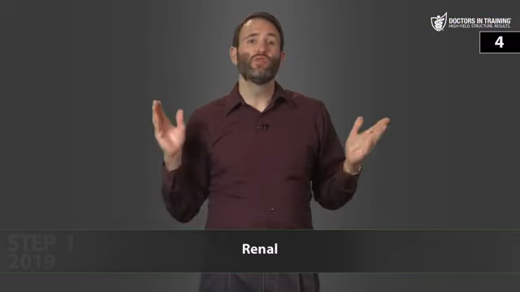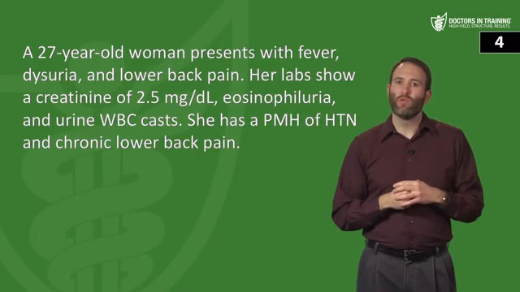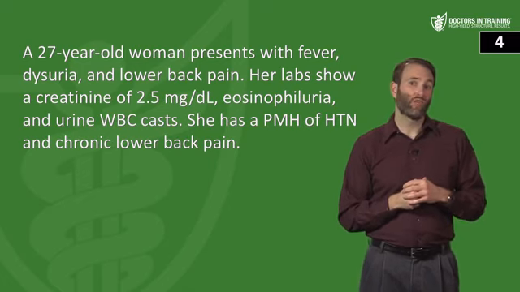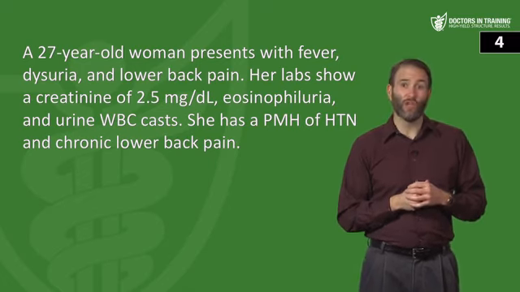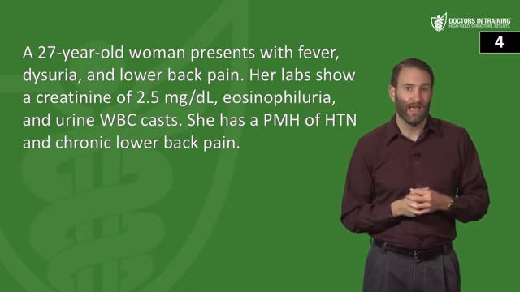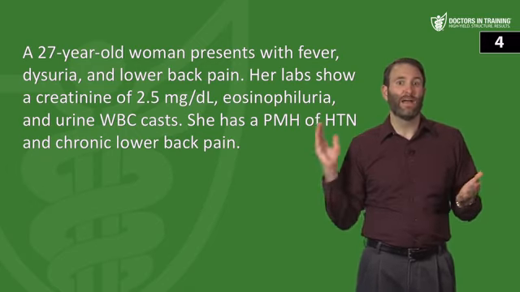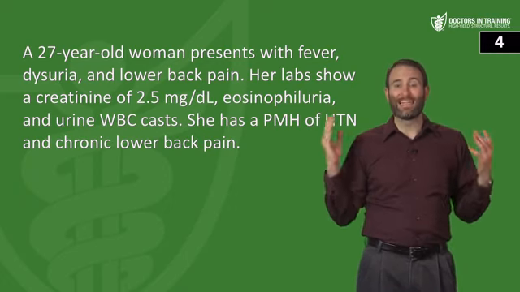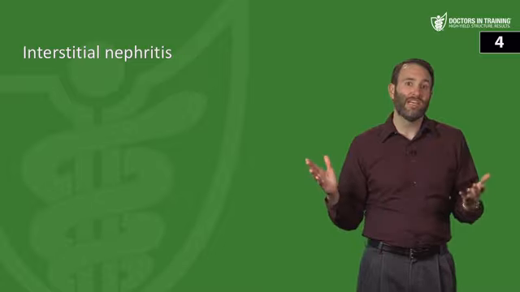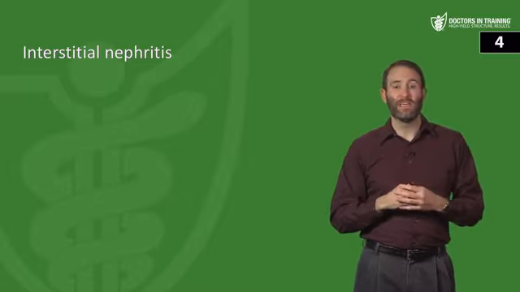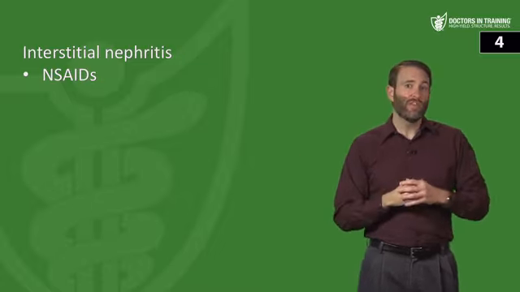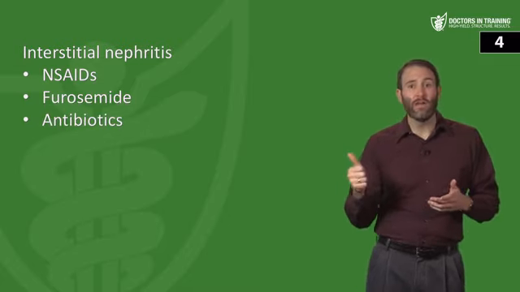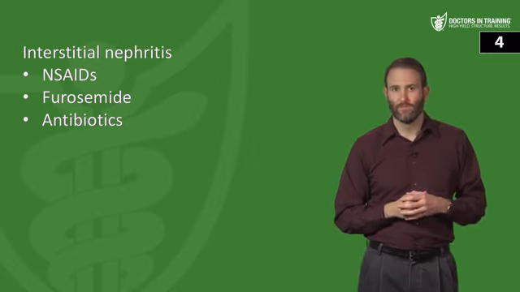All right, so now let's move on to renal. Here's our vignette. A 27-year-old woman presents with fever, dysuria, and lower back pain. Her labs show a creatinine of 2.5, eosinophiliuria, and urine white cell casts. She has a past medical history of hypertension and chronic lower back pain. What do you think here? So it's not a slam dunk diagnosis, but this patient has interstitial nephritis. She may be taking NSAIDs for her chronic back pain, but also think about furosemide for her hypertension. Antibiotics are also a very common cause of interstitial nephritis.